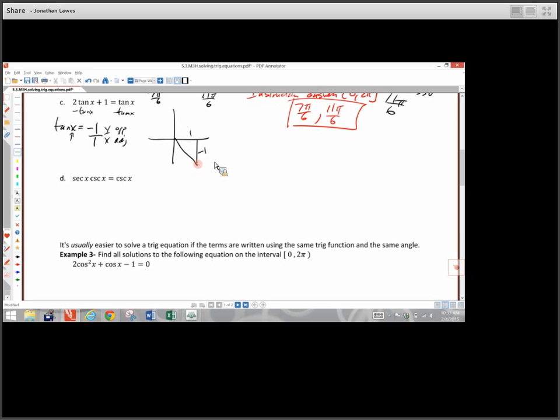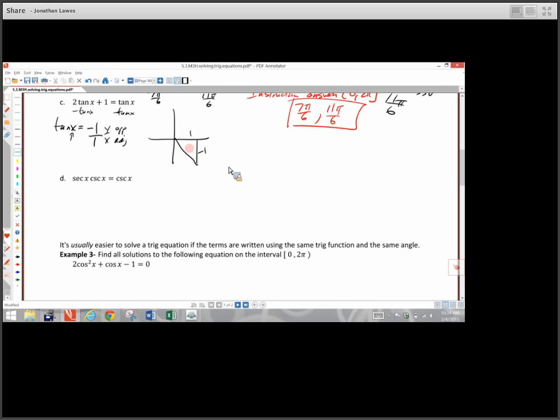That puts me in quadrant 4. Does anything look familiar? Bob's hand is up as usual. Sometimes that means something, sometimes that doesn't. Okay? Bob? It looks like a 45. It is a 45, 45, 90, isn't it? Okay, we know what the reference angle is right here.